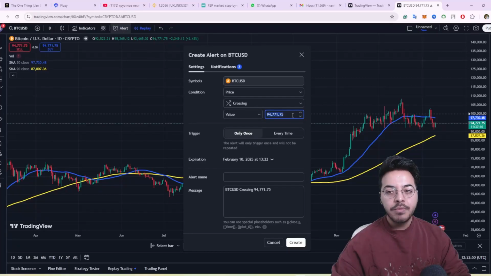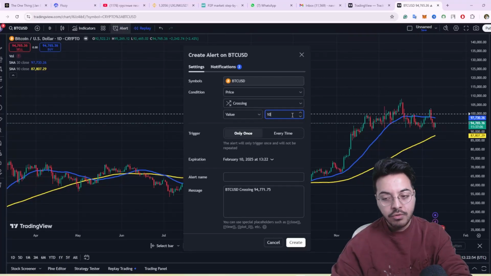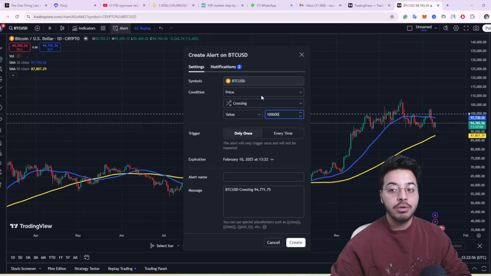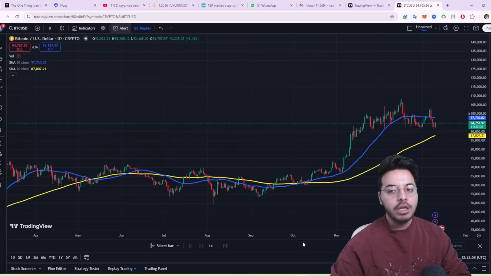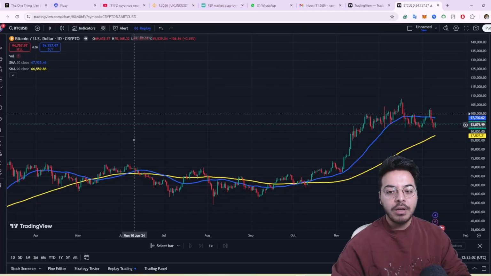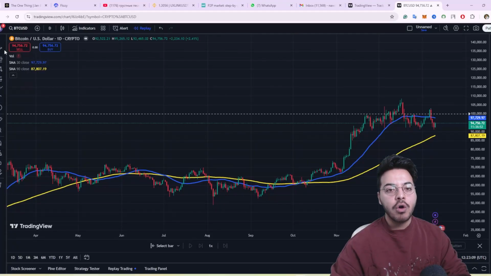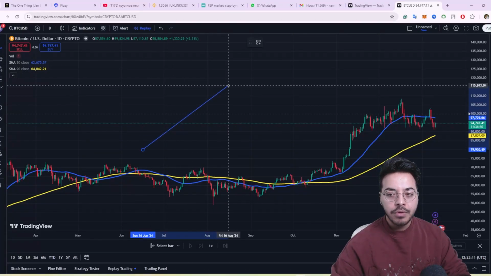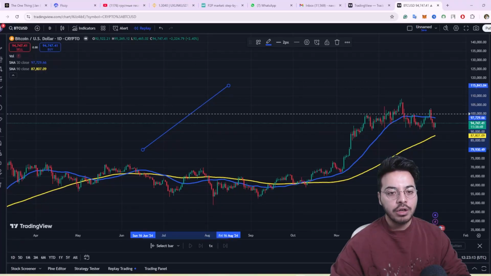For example, I want to be alerted and notified when the price hits $100,000. If Bitcoin is at $100,000, I create the alert and I will be notified. After that, you have the option of replay, to see what happened with the market. On the left side, you can see that you have your drawing tools. For example, you have the trend line. You can just draw any trend line that you want.